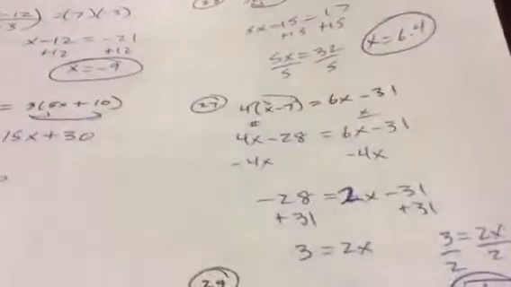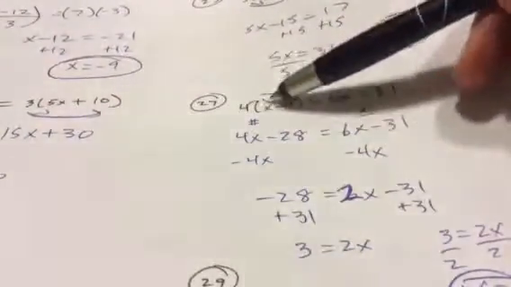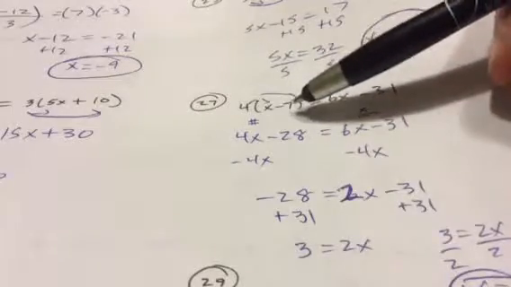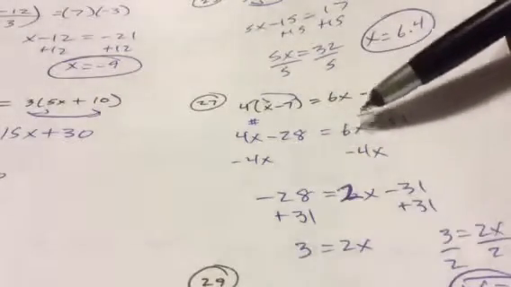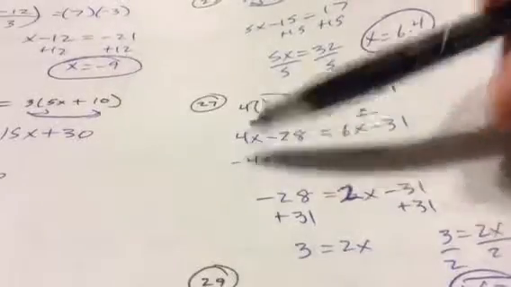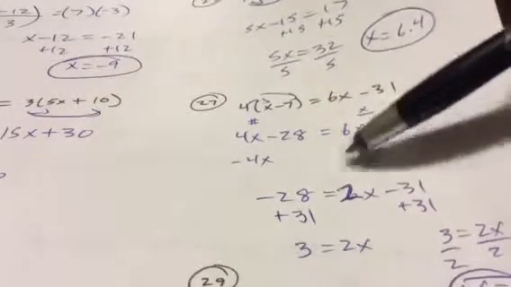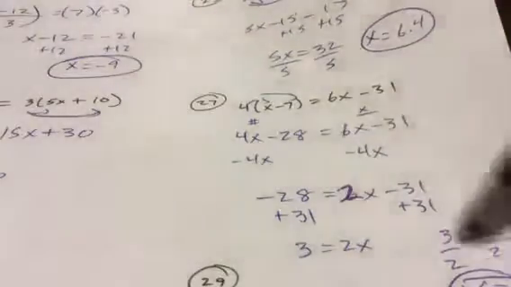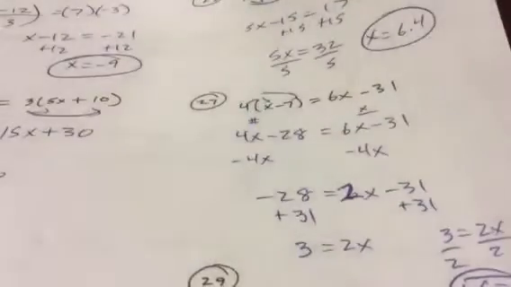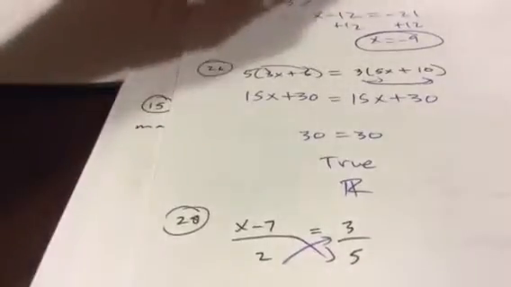This next one, folks, do a little distribution. 4 times x minus 4 times 7 equals 6x minus 31. 6x is bigger than 4x. This is the side for the x's, so subtract 4x from both sides. Then add 31, divide 3 by 2, 1.5 or 3 over 2 is your answer.